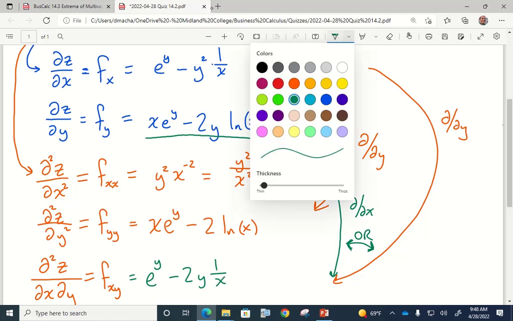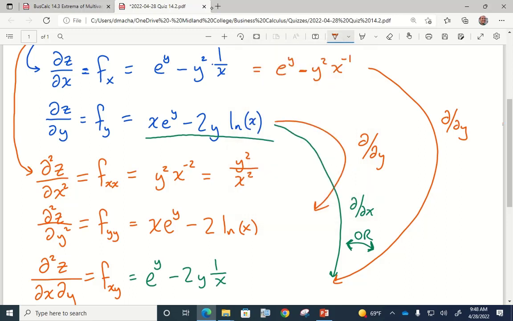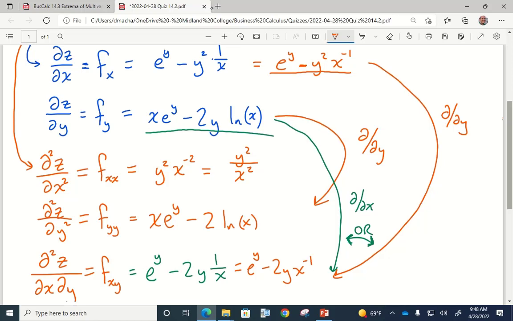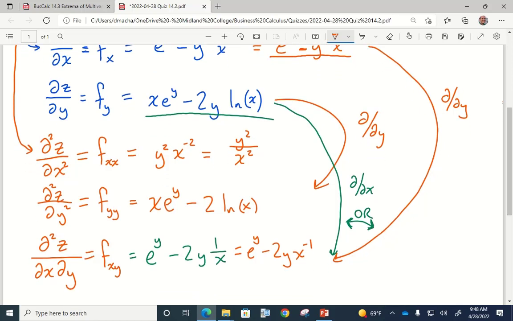Okay. What if instead I had started from this expression and taken the derivative with respect to y? So the derivative of e to the y would just be e to the y, and then this would be minus 2y times x to the negative 1 power, and you can see that I got the same answer regardless of which order I took the derivatives in. So when you're talking about the mixed partial derivative, it doesn't actually matter what order you take that derivative.